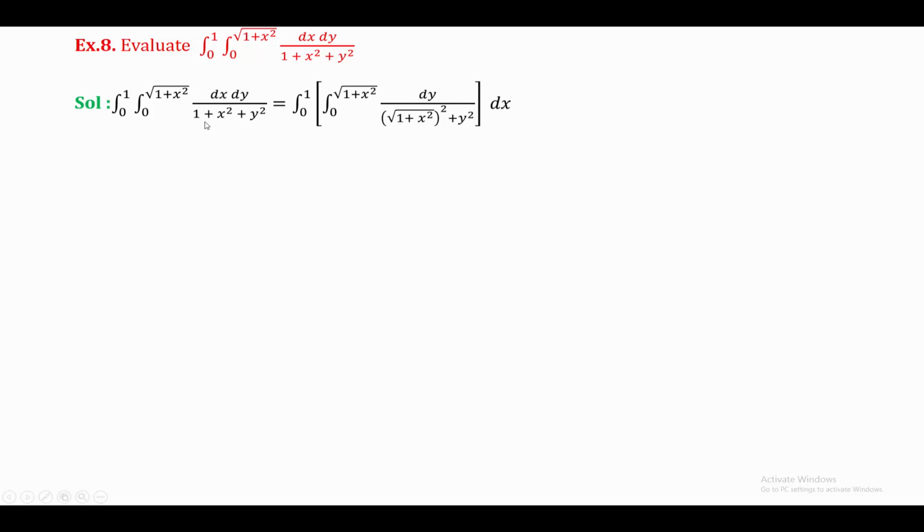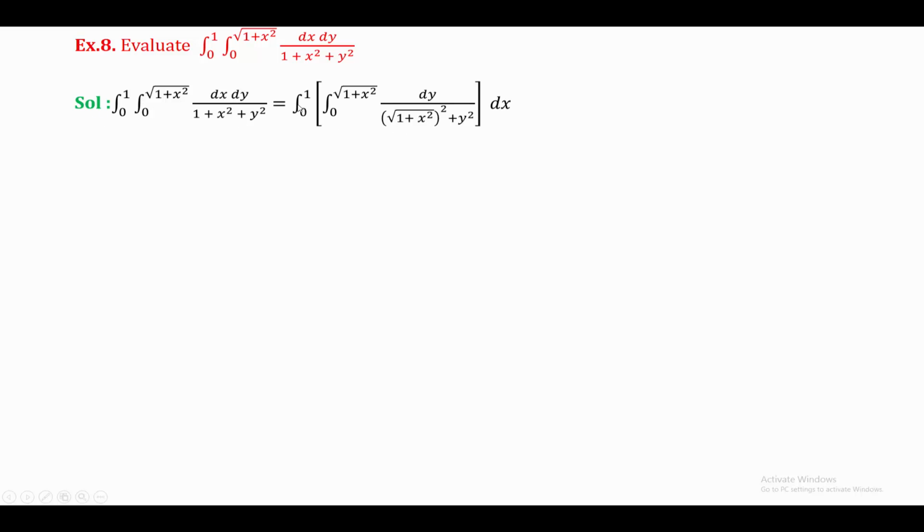Example 8. Evaluate integration limit 0 to 1, integration limit 0 to square root 1 plus x square, dx dy upon 1 plus x square plus y square. Now here the limit of integration 0 to square root 1 plus x square means this is in terms of x. This is in terms of x means this is value of y. This integration y varies from 0 to square root 1 plus x square, dy upon.